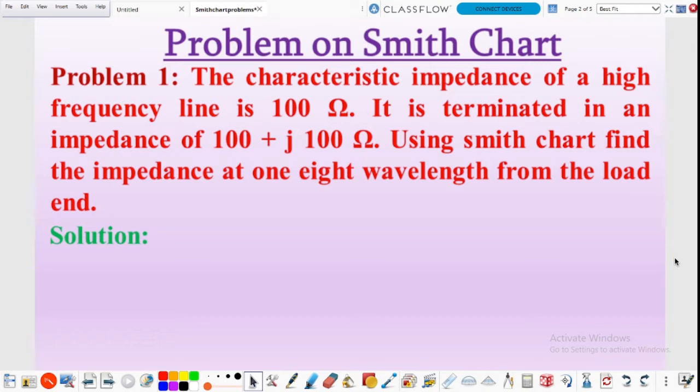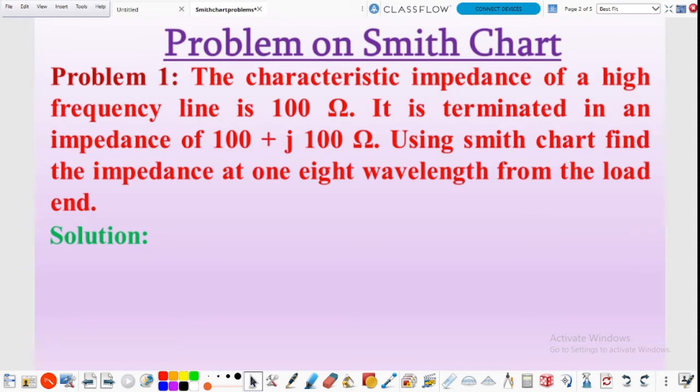So the example is: the characteristic impedance of a high frequency transmission line is 100 ohms. It is terminated in an impedance of 100 plus j 100 ohms. Using the Smith chart, find the impedance at 1/8 wavelength from the load end. So 1/8 wavelength means lambda by 8 from the load end.